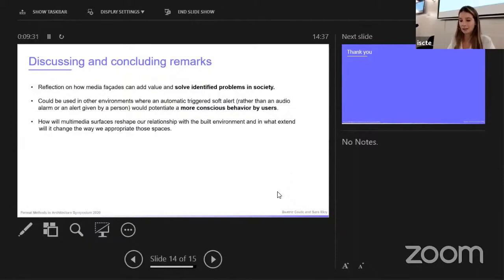Another reflection is on how multimedia surfaces reshape our relationship with the built environment, and to what extent they will change the way we appropriate those spaces. Some other authors said, for example, that interactive multimedia surfaces can appropriate normal windows, to extend the indoor space and make it bigger, or to give a completely different world. And that screens are not just on our phones and computers, they still have a lot to grow. Thank you.